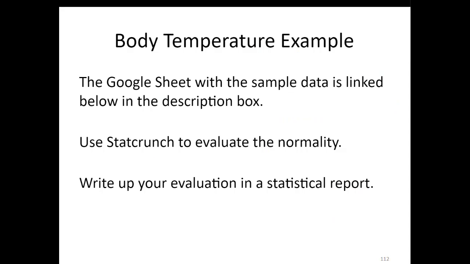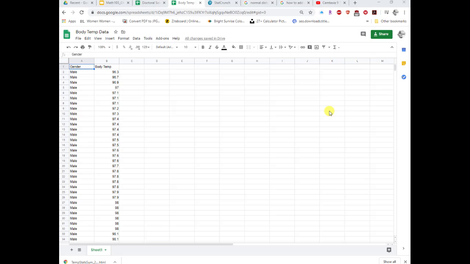Let's do one more example. This time we're going to be looking at data that has been collected on body temperature. Just like before, you'll find a Google Sheet with the sample data linked in the description box below. And we're going to be using StatCrunch again to evaluate the normality. We're going to write up the evaluation in a statistical report. I'm going to follow the same pattern as before so that you can see this is one way that I have developed a system so that I don't miss anything.